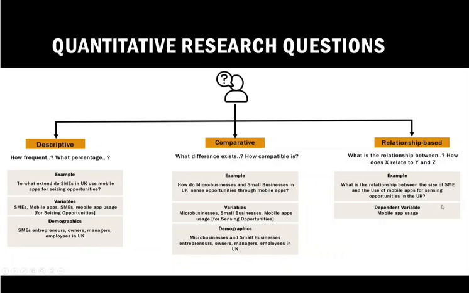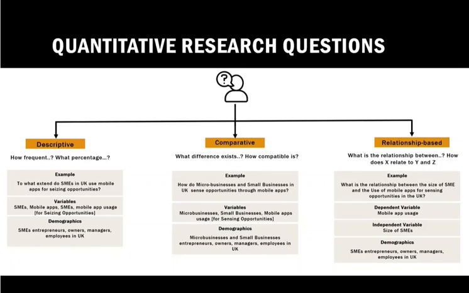And then here, when you're looking at a relationship-based question, it becomes obvious that you've got dependent variables and independent variables. So independent variables are variables that do not change. So the idea is, the function of the independent variable decides the outcome of dependent variables. So the size of SME in this context, you don't vary the size of SME, but the size of SME perhaps determines how mobile app is going to be used. And so the demographics again is similar.